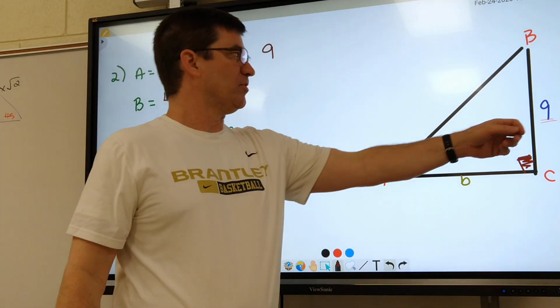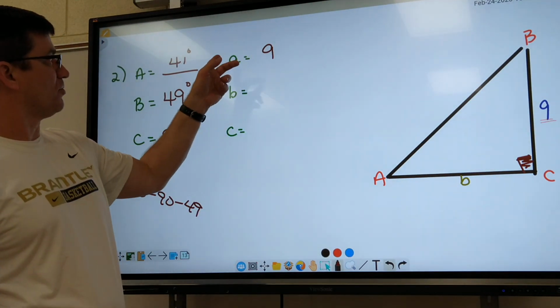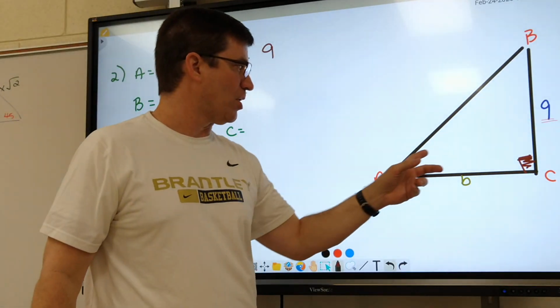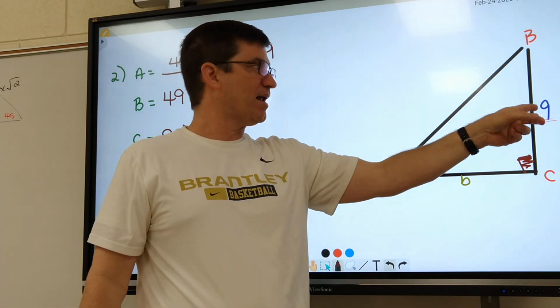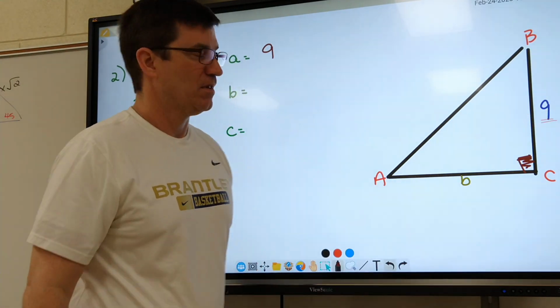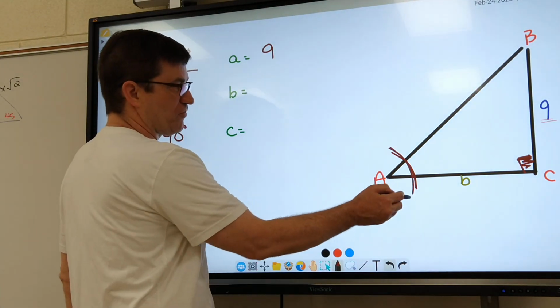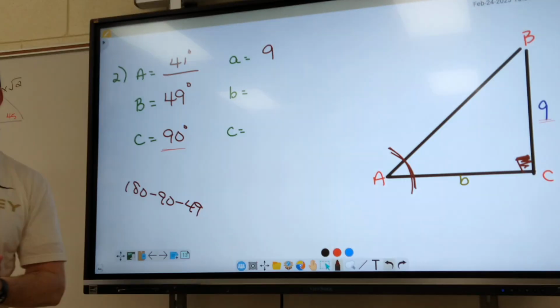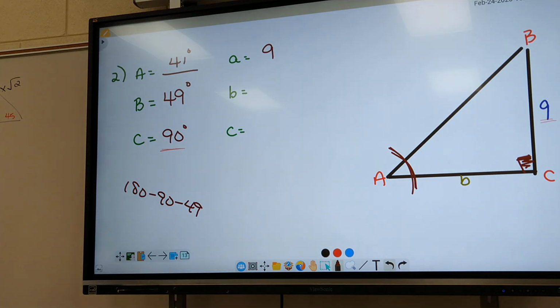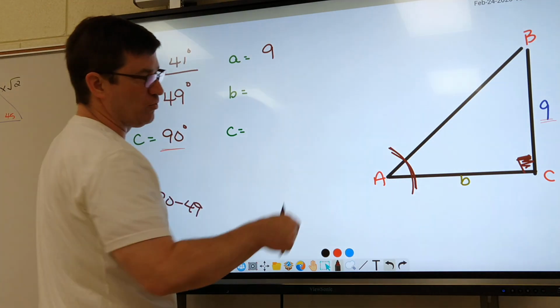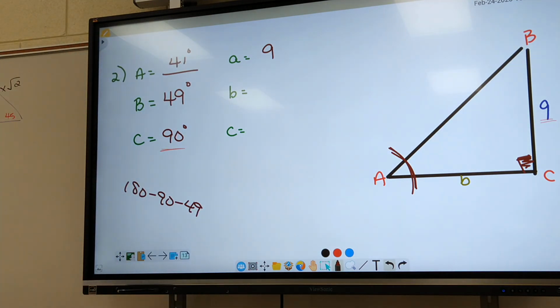Look, I already got this one labeled. It says right here that 9 goes on little a. Well, little a is across from angle A. So your 9 has to go on that side. I've also said that we're going to start from A every time. We're never going to start from B. So if we start from A, 9 is on which side? Adjacent, hypotenuse, or opposite? Opposite. All right, so now all you got to do is pick a formula that's got the word opposite in it.